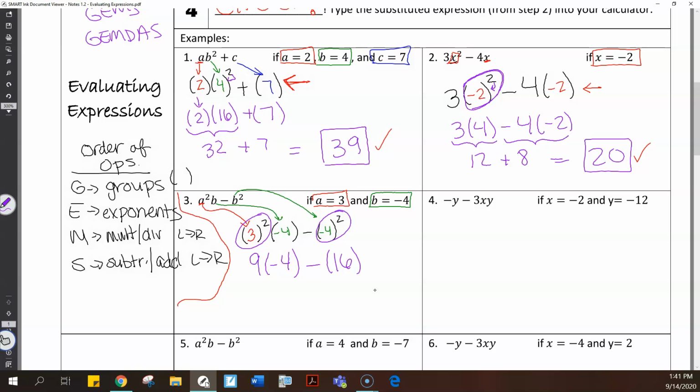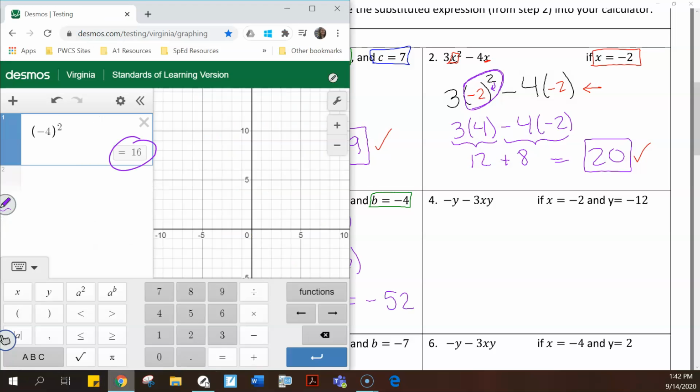Okay. Now I can multiply. 9 times -4 is -36 minus 16. I can do that in my calculator. -36 minus 16 is -52. Let's check. -36 minus 16 gives me -52. I still want to check my work.